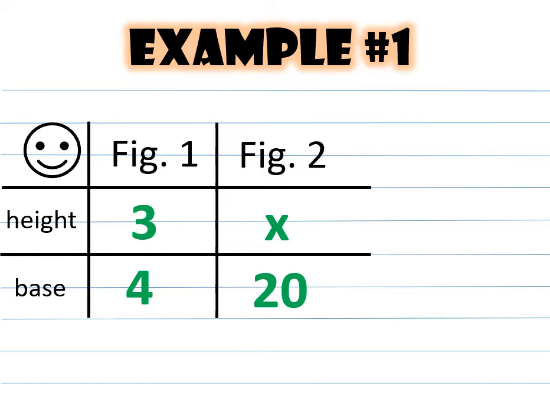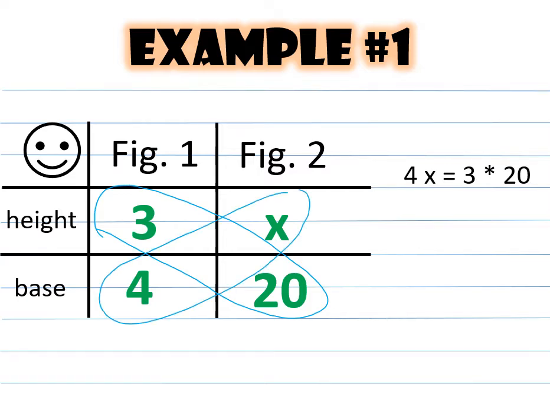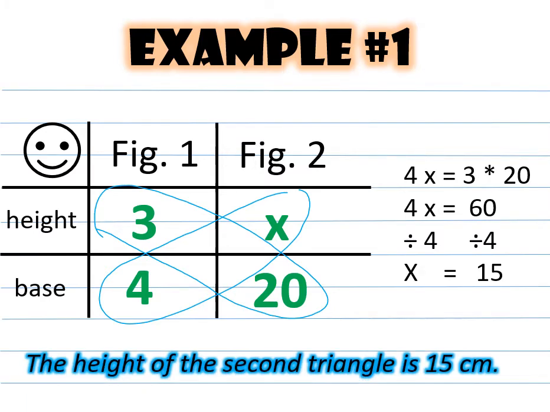So what we're going to do here is simply multiply the 3 by the 20, and that is going to get us 60. We're going to multiply 4 times x to get 4x. 4x is equal to 3 times 20, which is 60. Divide that by the coefficient, divide both sides by 4, and we find out that x is 15. We now know the height of the second figure. It's 15 centimeters.